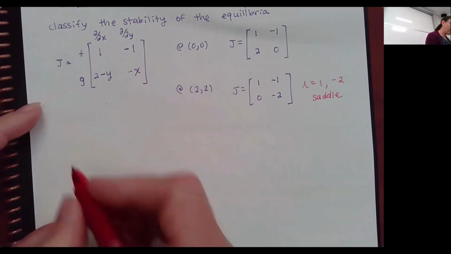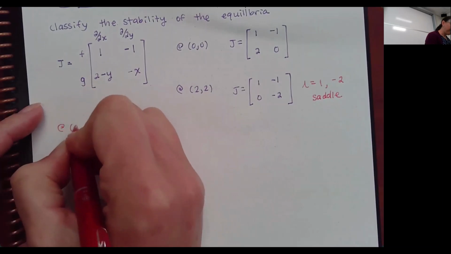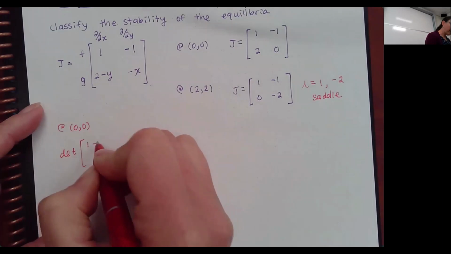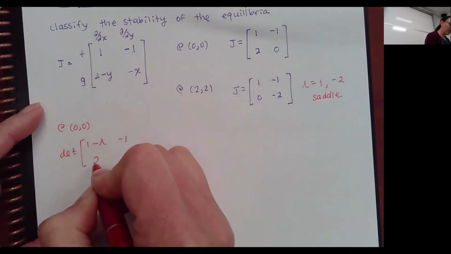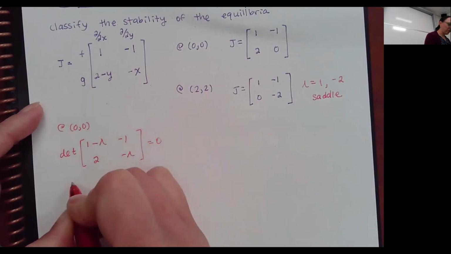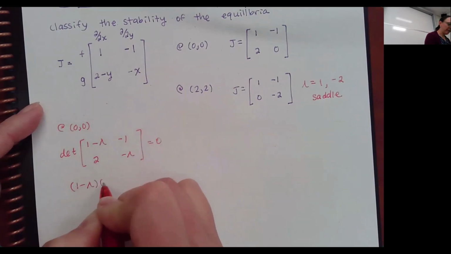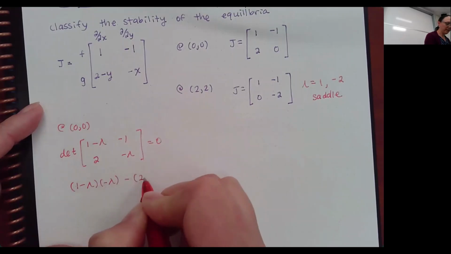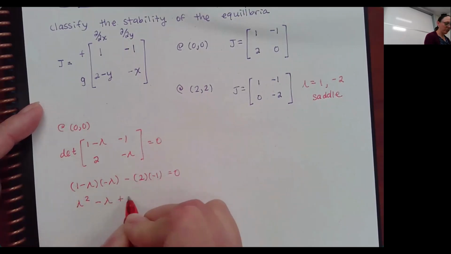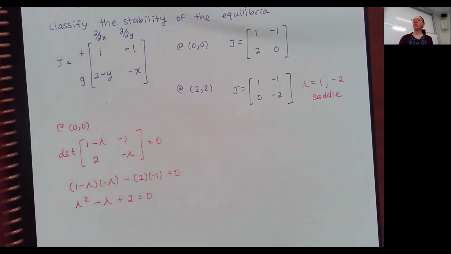So at 0, 0, I'm looking for the determinant of 1 minus lambda, -1, 2, and 0 minus lambda, or just negative lambda. So 1 minus lambda times negative lambda, minus 2 times -1. So that's a positive lambda squared, but a negative lambda and a positive 2. So that doesn't factor. If the 2 had been negative, we'd be in good shape. But since it doesn't factor, I'm going to use the quadratic formula.